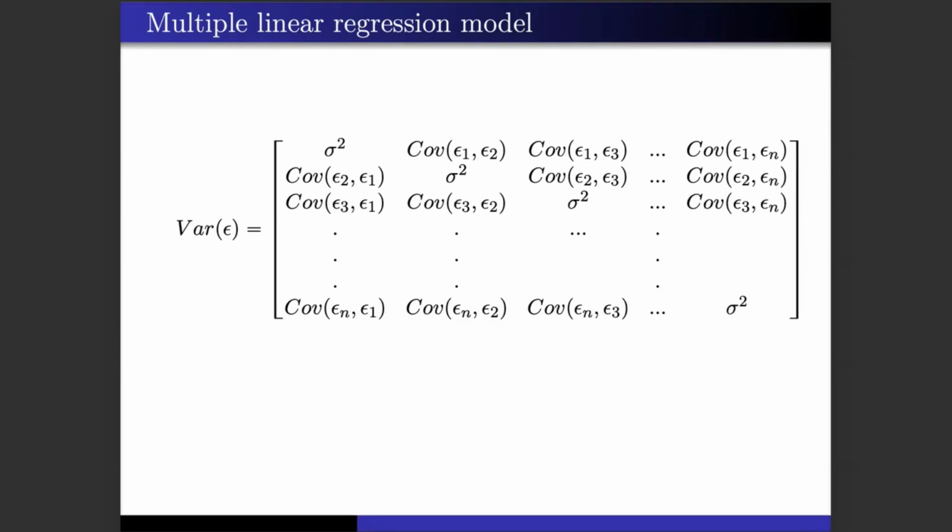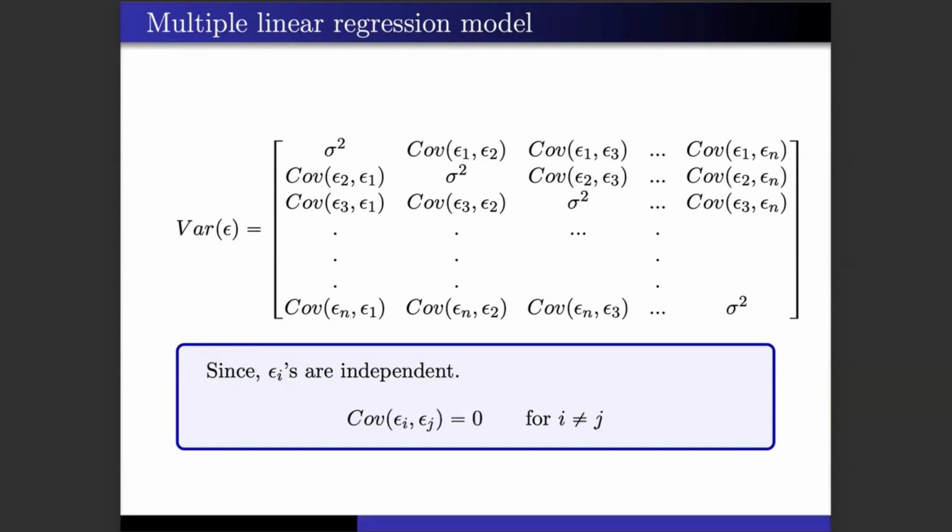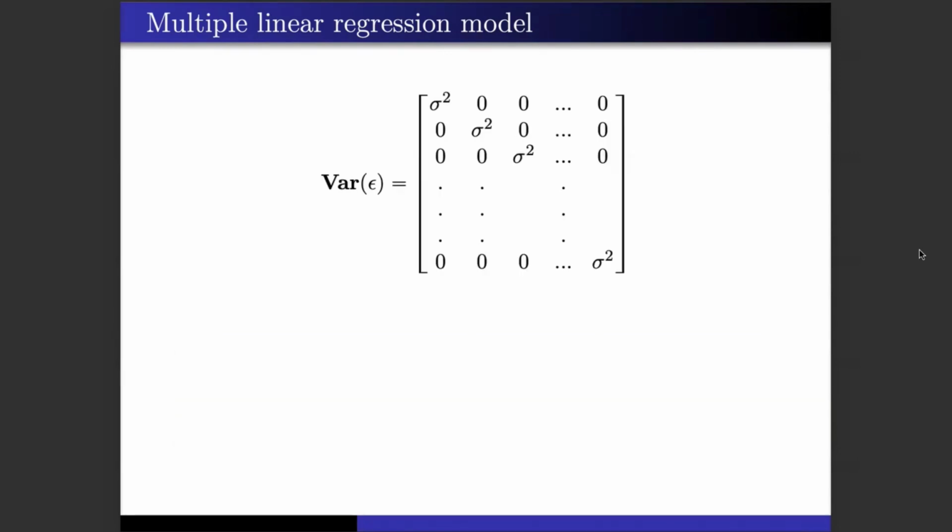And for non-diagonal entries, we use the assumption that each epsilon i is independent, because if all epsilon i are independent, then the covariance of epsilon i and epsilon j when i is not equal to j would be equal to 0. And if we use this assumption, we have that all the non-diagonal entries would be 0. And this is what we would have. We would have variance of the random vector epsilon is equal to, in the diagonal we have sigma square, and all the non-diagonal entries are 0.